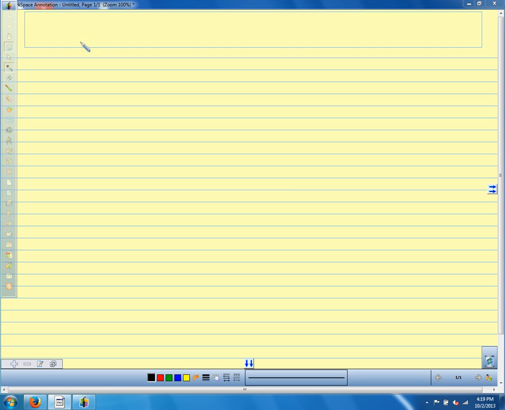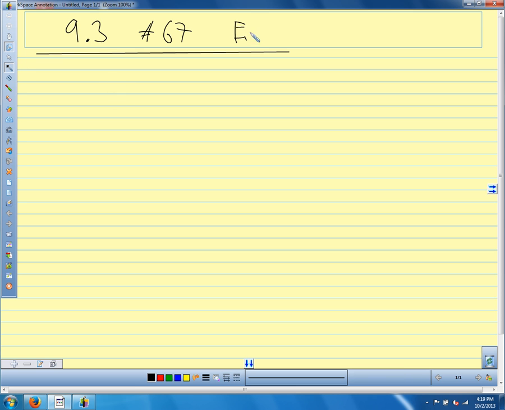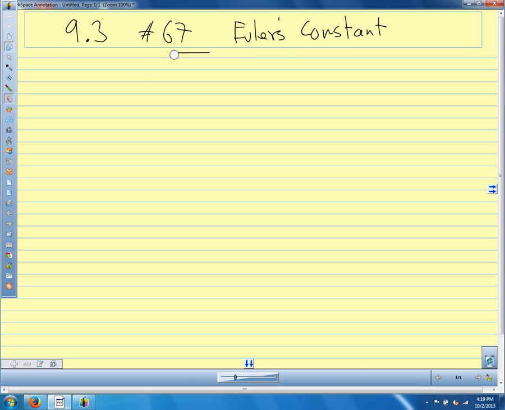All right, we're going to quickly go through the solution to number 67 in section 9.3, because we won't have time to do it in class. I want you to see the solution. So the solution has to do with Euler's constant. I want to make my line look a little better here.